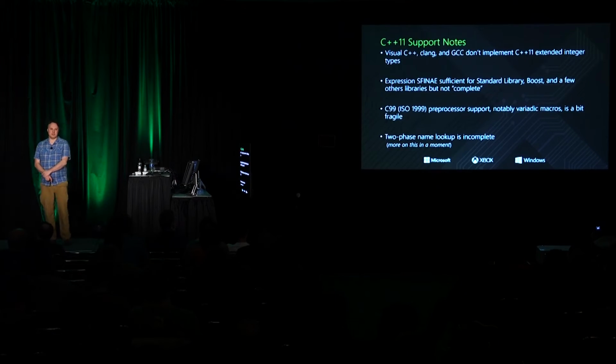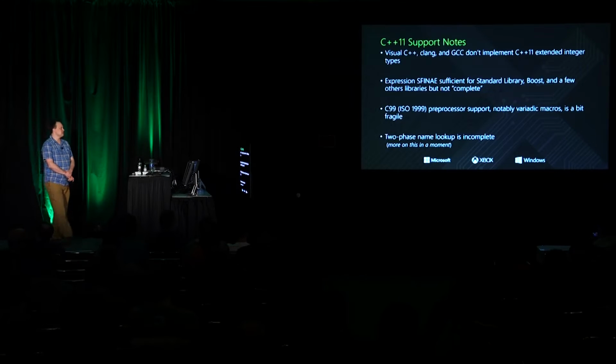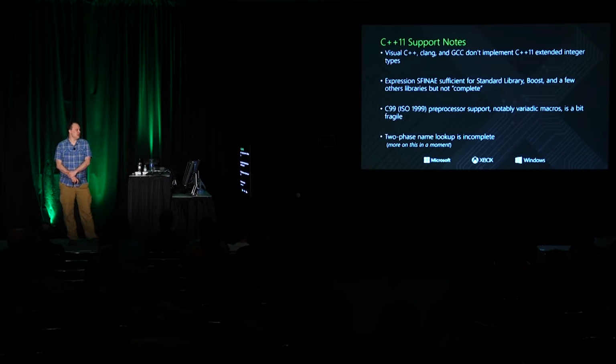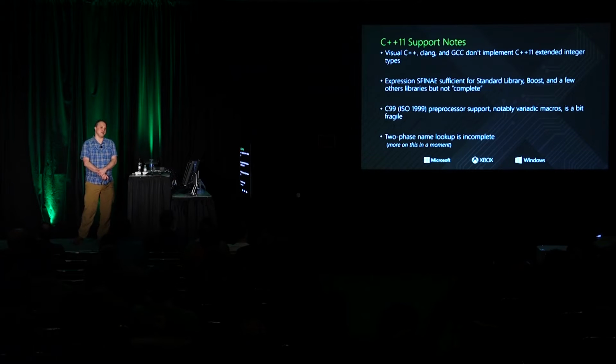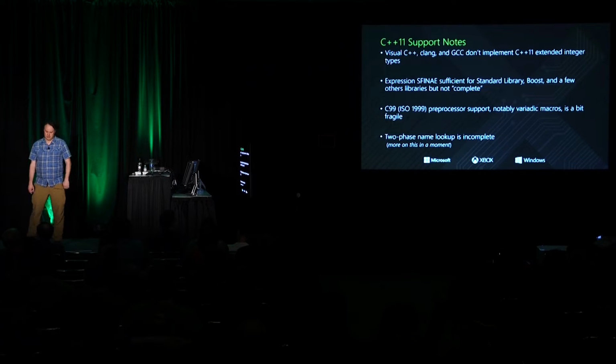So the Visual C++, Clang, and GCC compilers do not implement the C++11 extended integer types. If you look, those are considered optional. There's a feature called expression SFINAE, which means substitution failure is not an error. It's a specific meta template feature. The compiler team considers it pretty useful the way it's implemented, and it was added in Update 1 initially, and then it's been changed since then.